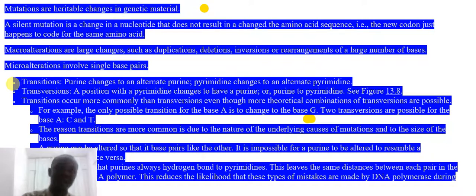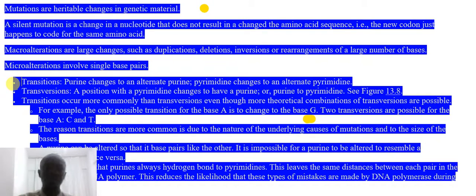Let's take a look at this. For example, adenine can be substituted by thymine, or in the case of the other one, cytosine can be substituted by guanine. So that is the transition, and normally this is the likeliest chance of a mutation. Mutation is more common in transition than transversion because they are the same, pyrimidine or purine.